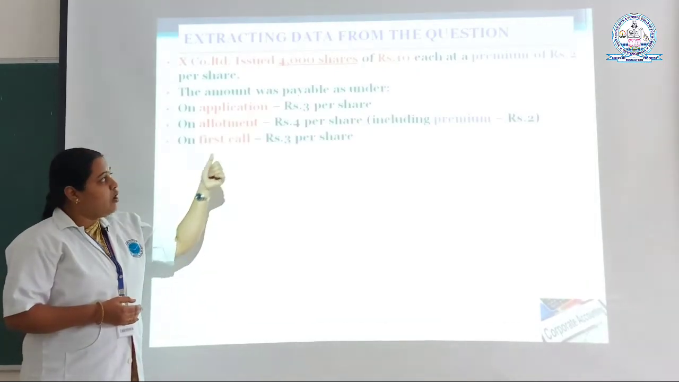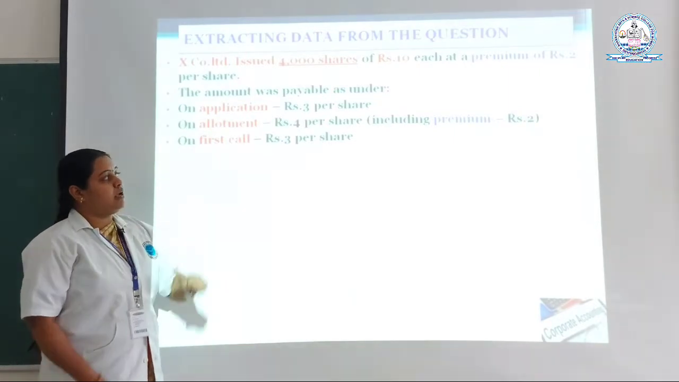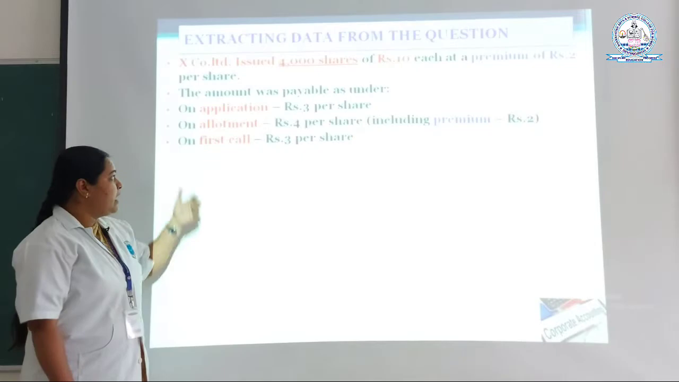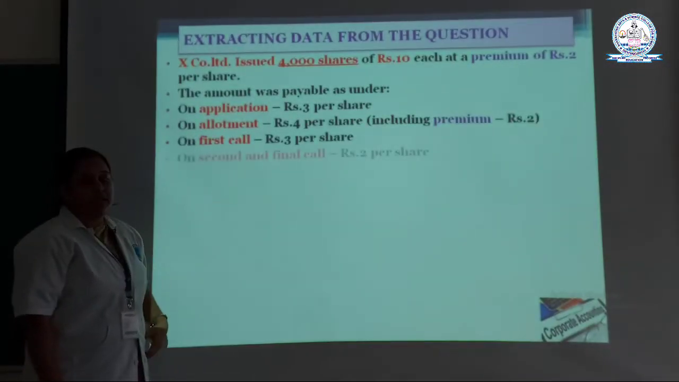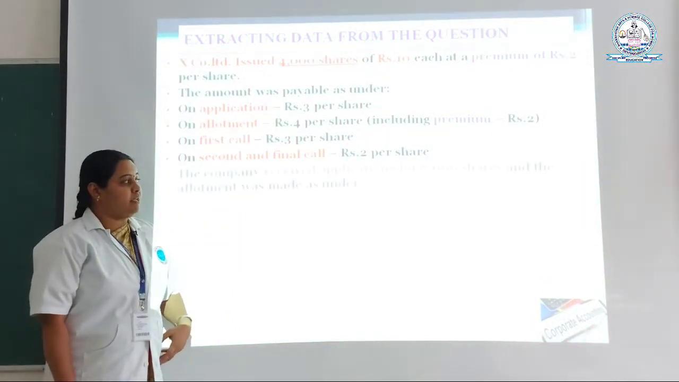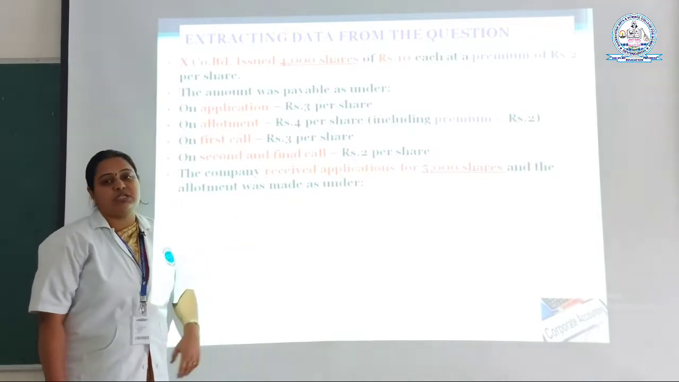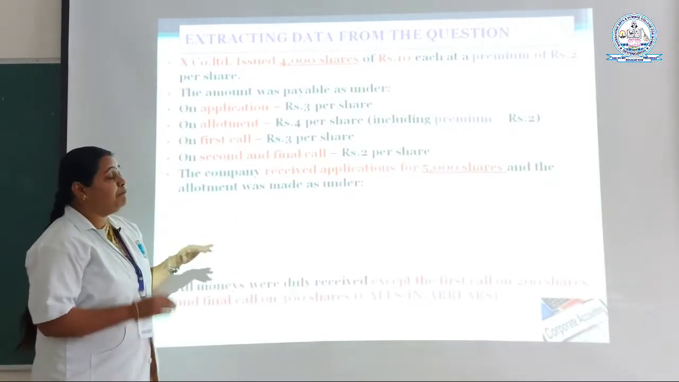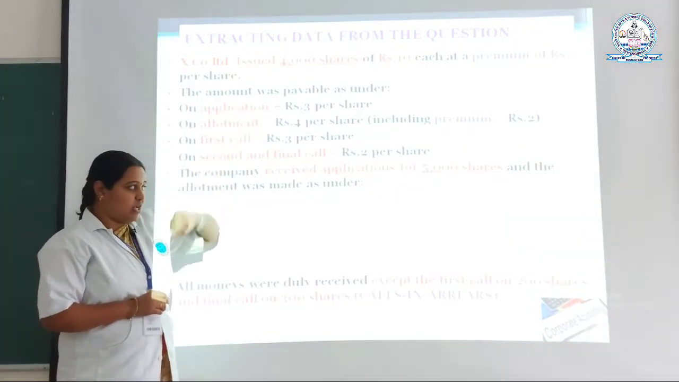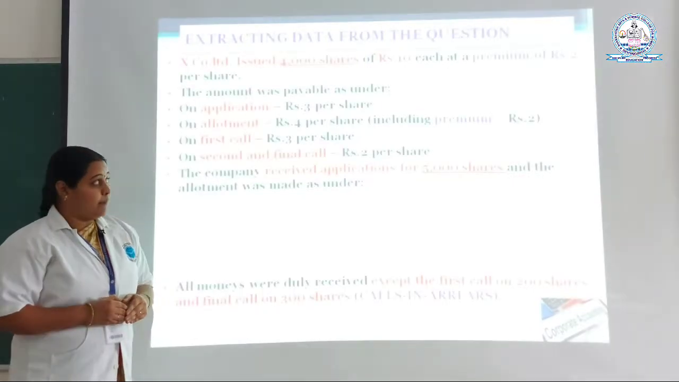So on application, how much is collected? Rupees 3. On allotment rupees 4 per share is collected, which includes the premium of rupees 2. On the first call rupees 3 per share was collected, and on second and final call rupees 2 per share was collected. So how many applications did the company receive? 5,000 shares. Here we have to check how many shares were issued by the company: 4,000 shares, but applications for 5,000 shares were received.